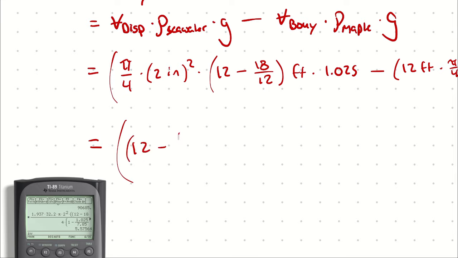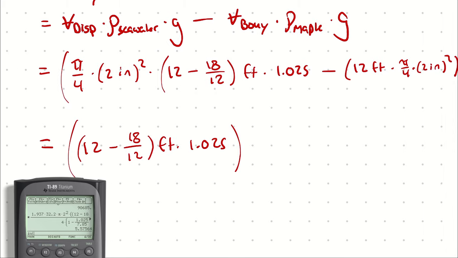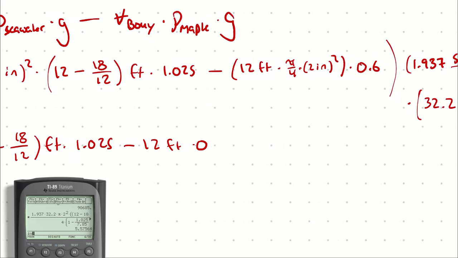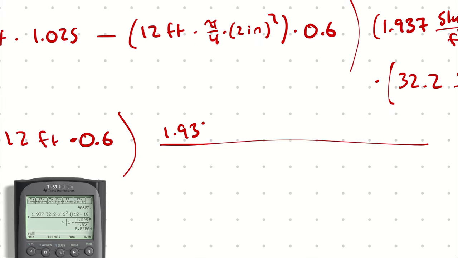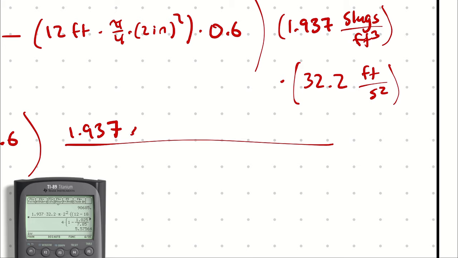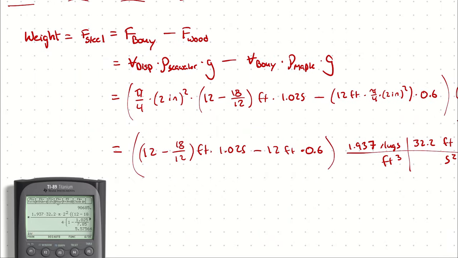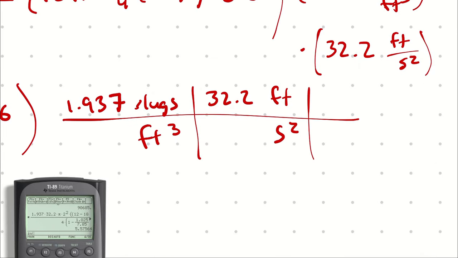12 minus 18 over 12 feet times 1.025 minus 12 feet times 0.6. And then I'm multiplying by the quantity 1.937 slugs per cubic foot times 32.2 feet per second squared times pi over 4 times 2 squared inches squared.